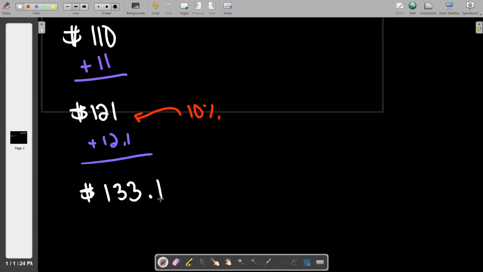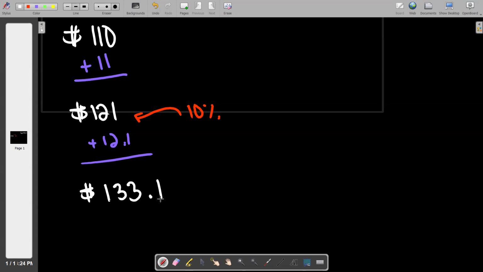$133.10, right? Is that correct? Is my math okay? 133.10? Good. And this is going to get out of hand to the point where we don't want to keep doing this by hand. But I hope you're seeing and picking up what I'm putting down here: the essence of compounding is that the interest compounds upon what got put in there before.